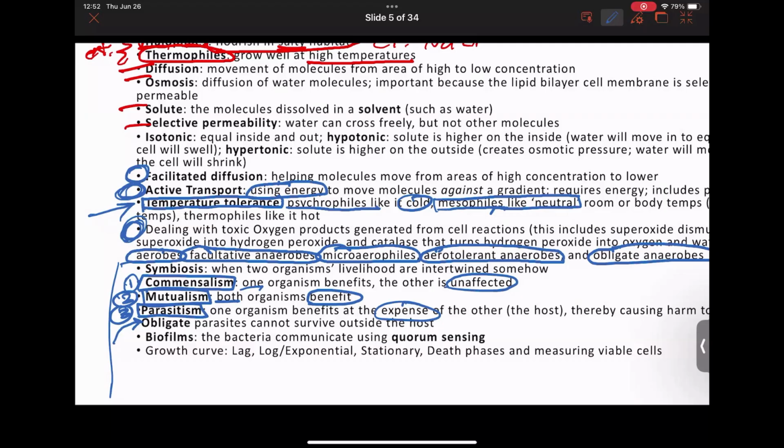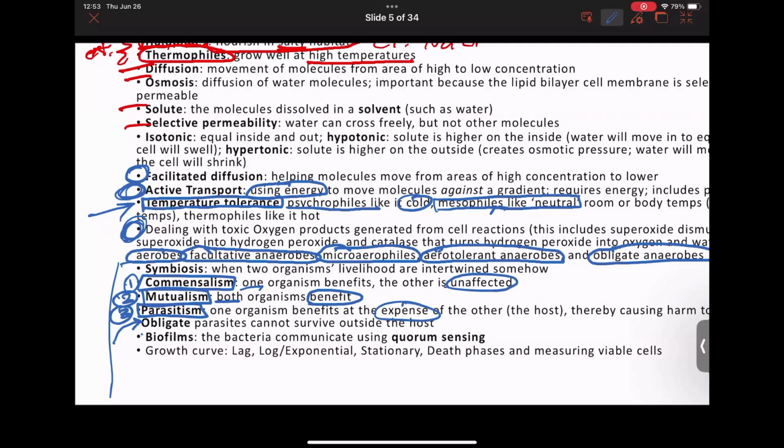And this also includes things like ticks. Ticks can't live without feeding off of the blood, right? And so they are also obligate parasites. But a lot of our pathogens that are true pathogens kind of fall into that category.